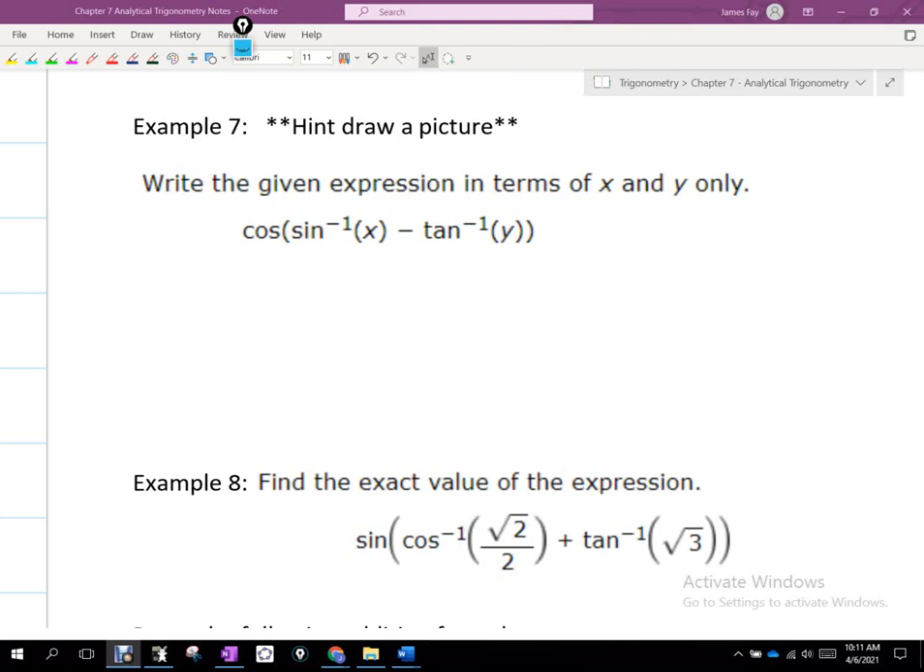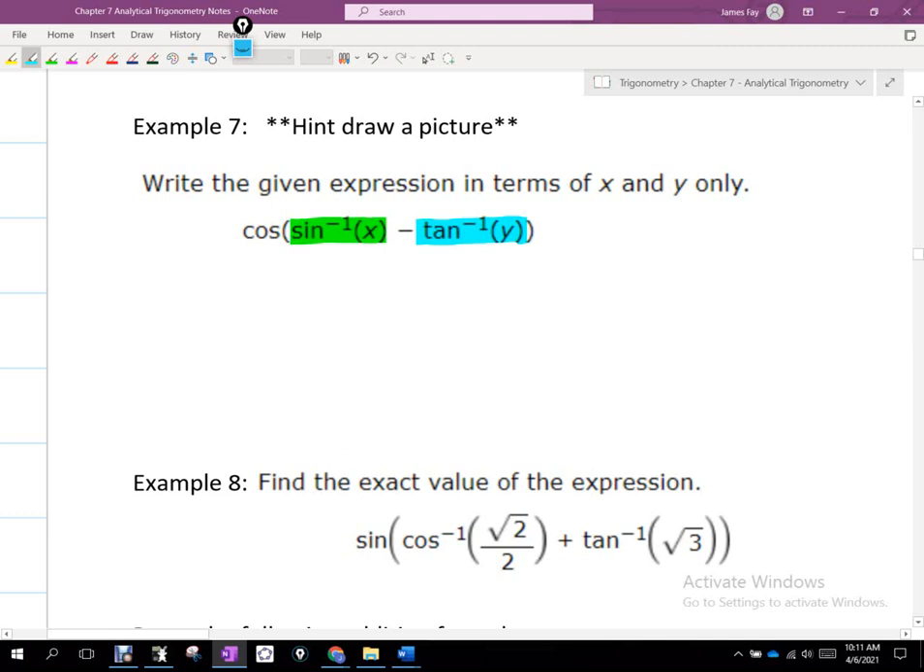All right, so what we want to look at here, this is cosine of this other garbage inside the argument for cosine. So it's a nested or a composite function. And with those, we always go inside out. Start with the inside, work our way out. So we're going to start with the expression that says sine inverse of x minus tangent inverse of y. And I'm going to highlight these, one green, one blue, so that it's just easier to talk about them.